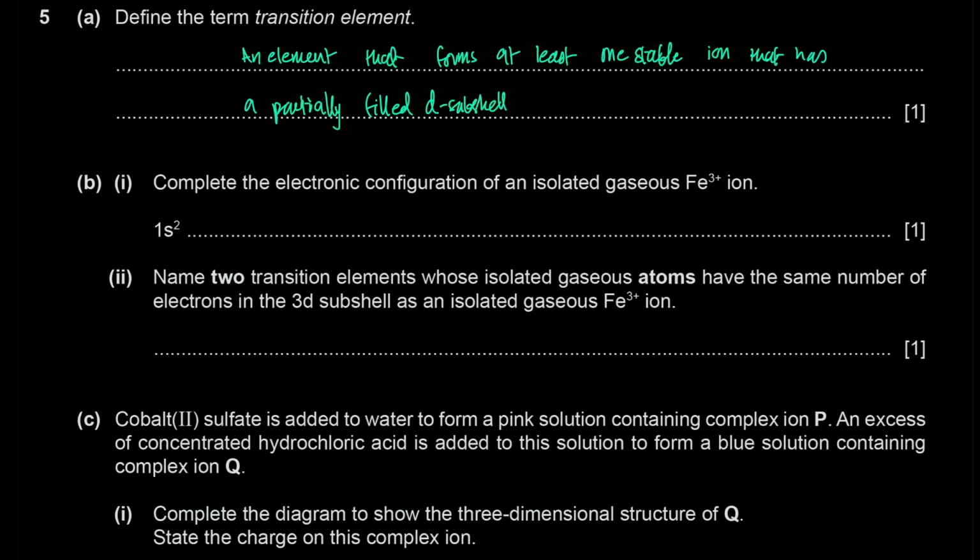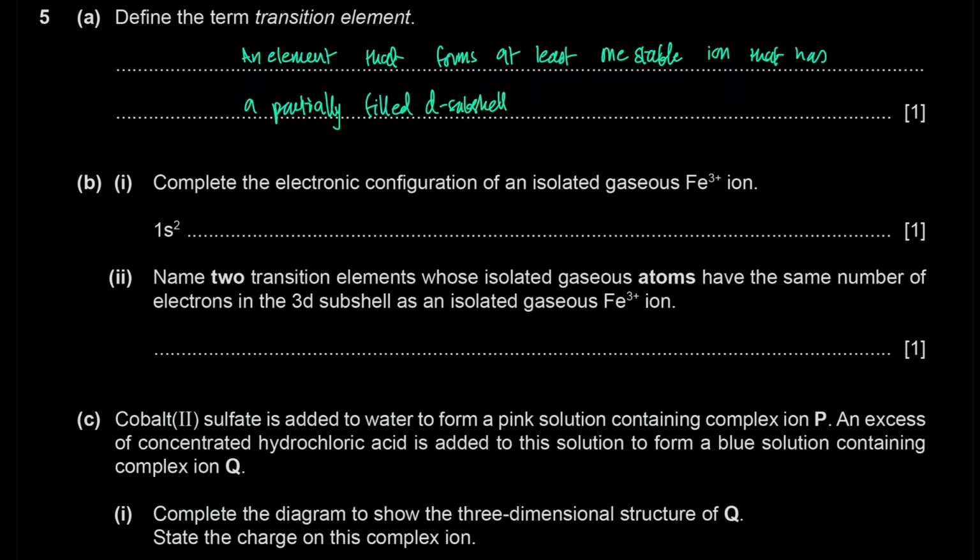Now, note that this definition is just the Cambridge definition. The actual definition by chemists has been revised. So if you do look it up, you'll see a different definition, but this is the definition that they want for your CAIE exams. Complete the electronic configuration of an isolated gaseous Fe3 plus ion.